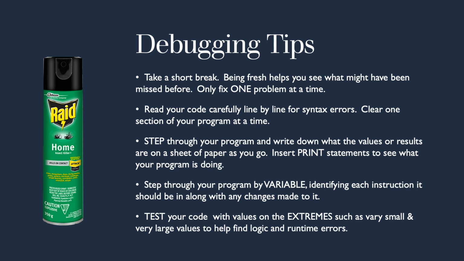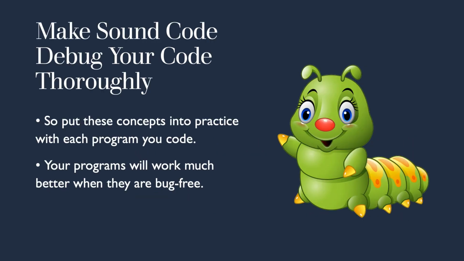Step through your program and write down what the values and results are on a sheet of paper. Put in some print statements that will show you what the values are at certain points in your program. Step through your program by variable. Identify each instruction a variable name should be in, and make sure you're using the right variable. Then test your code with the values at the extremes, such as little bitty teeny tiny numbers, and big giant huge numbers. The numbers at the extremes will tend to point out logic errors very clearly and also help you find runtime errors. So make sound code and debug your code thoroughly.